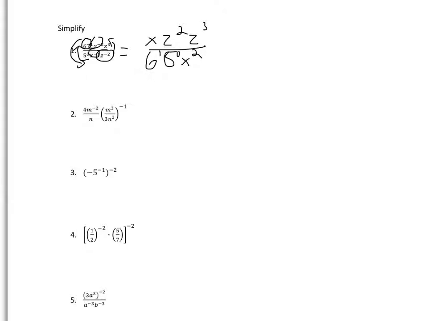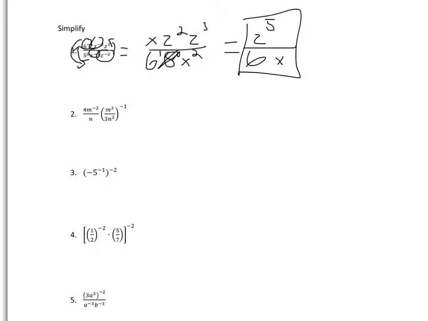Now to simplify this, 5 to the 0 power is 1, so you don't need that. 6 to the first power is 6, so now we have a 6 on bottom. Now we just compare each of our variables. We've got 2 x's on bottom, 1 on top. When you cancel out, you're going to be left with 1 x on bottom. And when you combine the z's up top, 2 plus 3 is 5. Just like that.